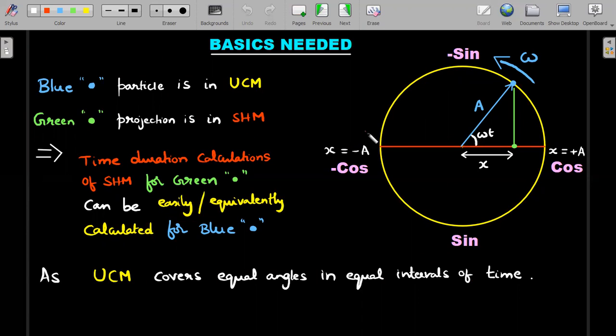I've written some sine, cos, and minus cos and all this. This won't be used in this present diagram. I'll take up another problem in the future to illustrate the importance of these trigonometric functions that I have written. Right. So in this problem, we need to just remember the time duration part.